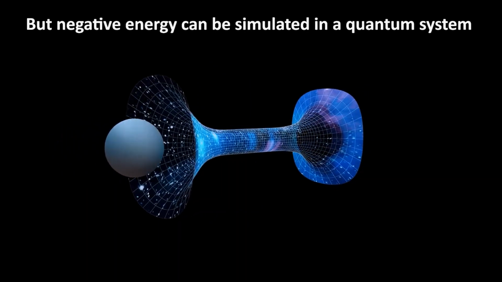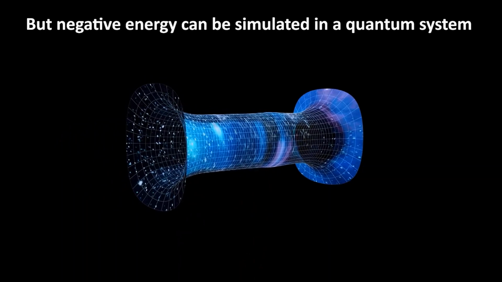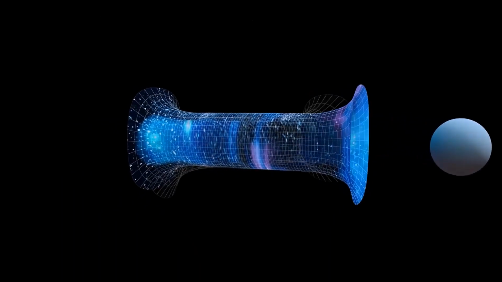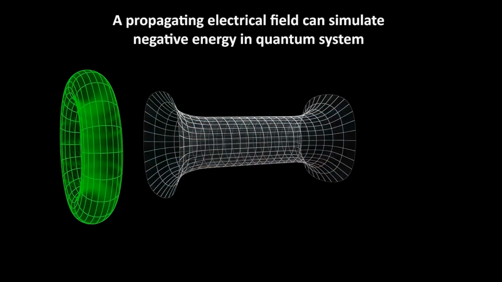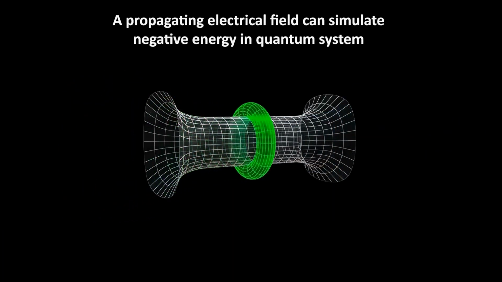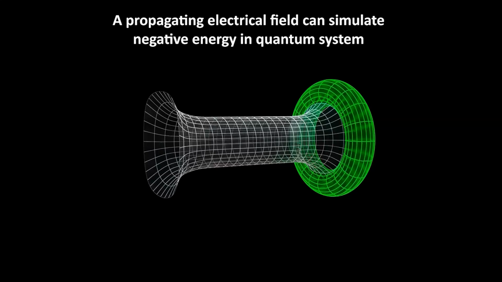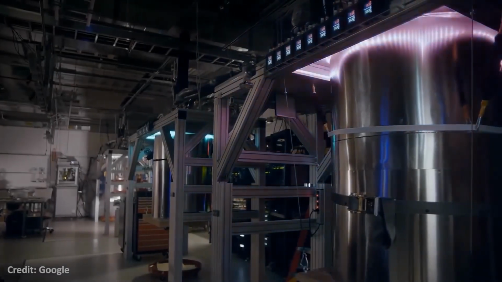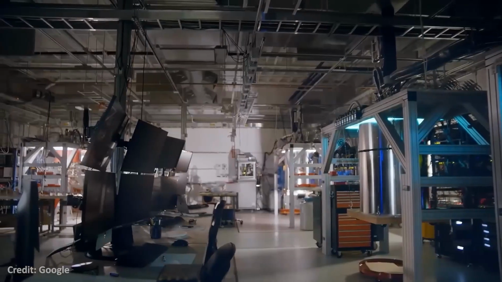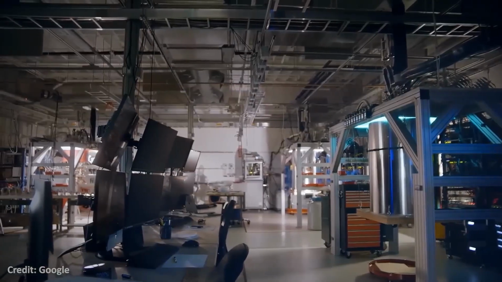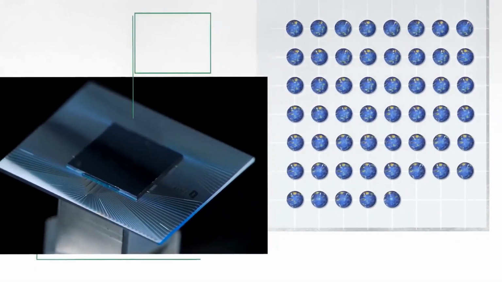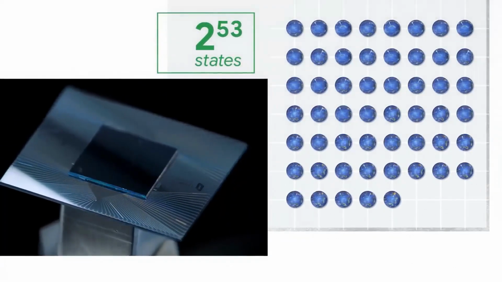Negative energy can be simulated in the system by manipulating the electrical field to change the spin direction of the qubits. So approximately, a propagating electrical field could keep the quantum wormhole open, simulating the effect of negative mass in space that would be required to keep a real wormhole open. Okay, so now, all the team needed was a way to set up and manipulate entangled particles. This is where Google comes in. Their Sycamore quantum computer can do precisely that type of thing.